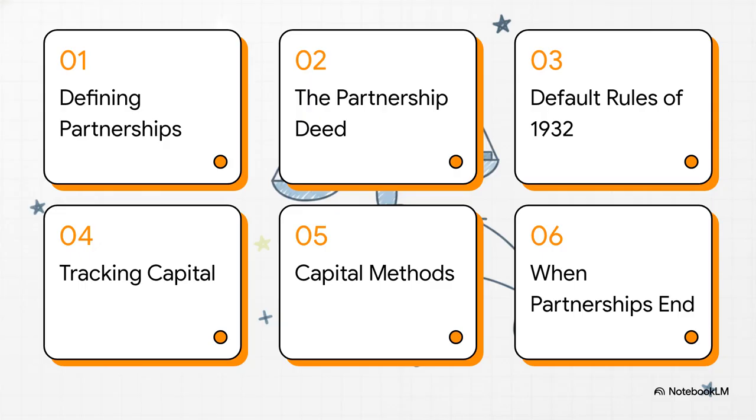Here is our roadmap for today. First up, defining business partnerships, followed by the partnership deed, the default rules of 1932, tracking partner capital, fixed versus fluctuating capital, and finally, what happens when partnerships end.